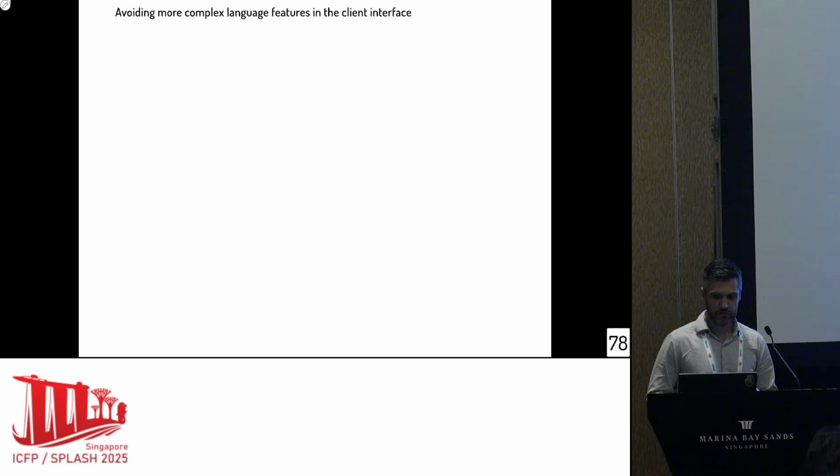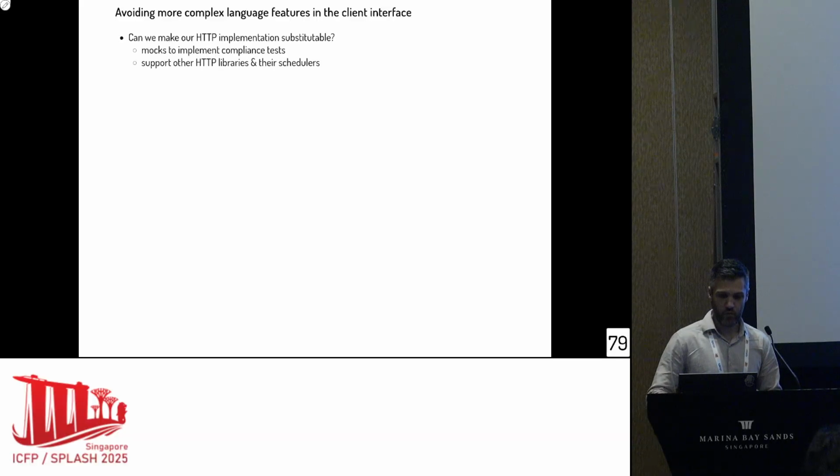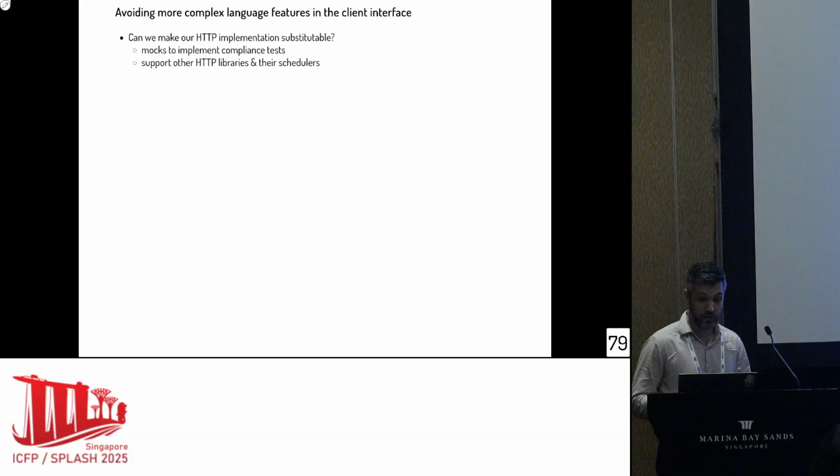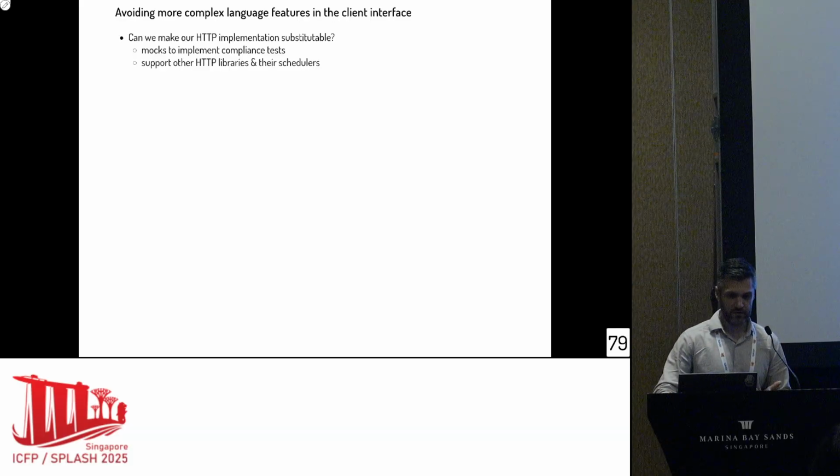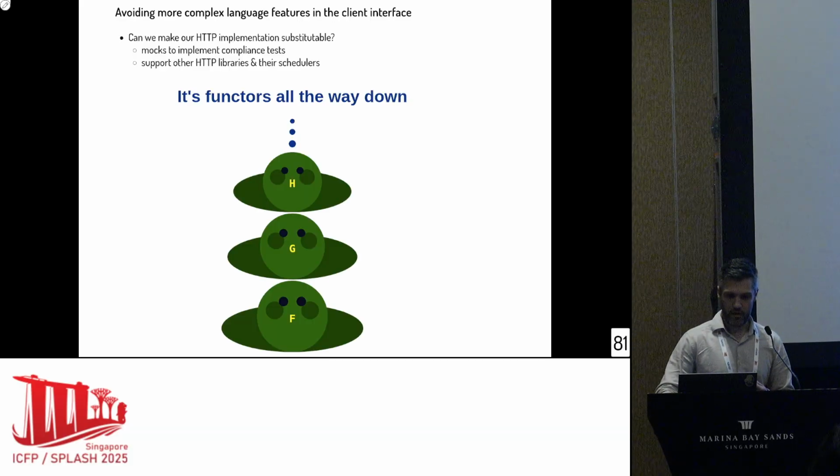Another important design consideration is avoiding complex language features in the client interface. One of these challenges arose for me when I was trying to make my HTTP implementation substitutable. I wanted to be able to mock the implementation to create compliance tests, and I also wanted to be able to switch out the HTTP library and the scheduler. My first attempt was to use a functor internally, but what I found is that each functor requires another functor all the way back to the client interface, something I wanted to avoid.